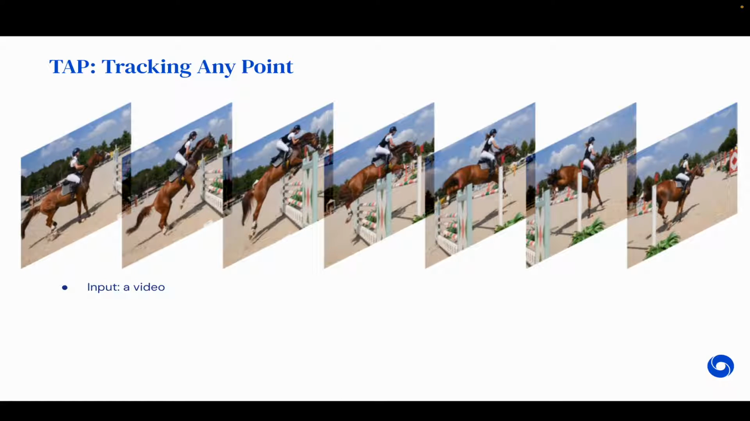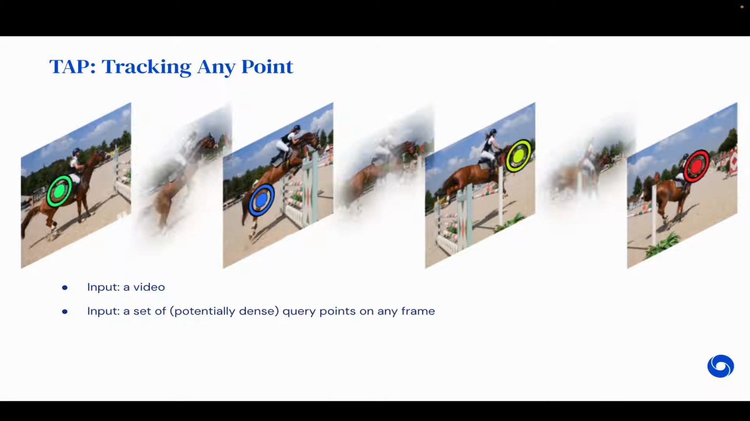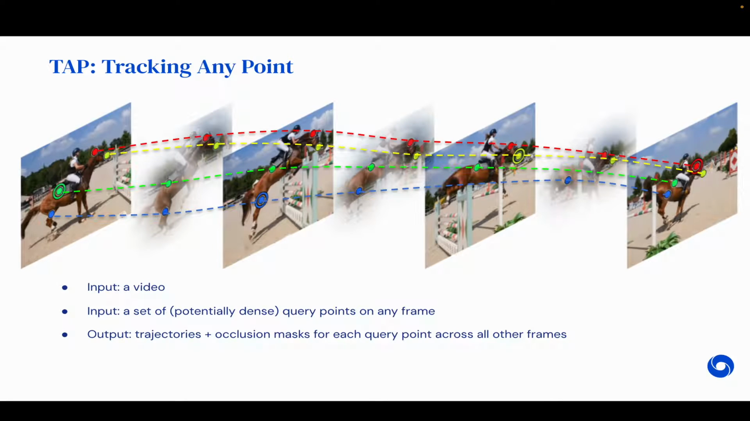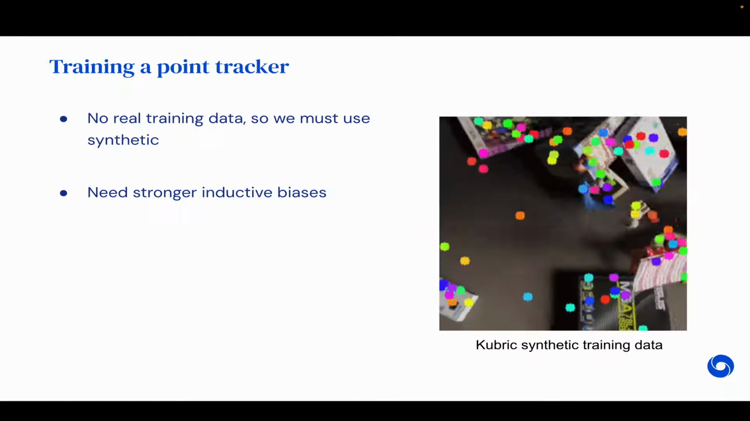We formalize the problem as TAP, or tracking any point. Given a video and a set of query points on any physical surface, the model must output the locations they correspond to on every other frame where they are visible, and indicate frames where they aren't.